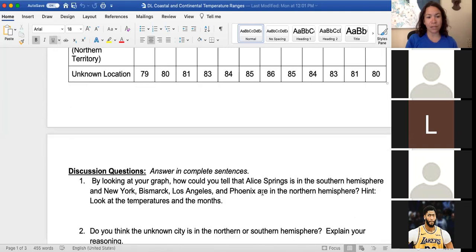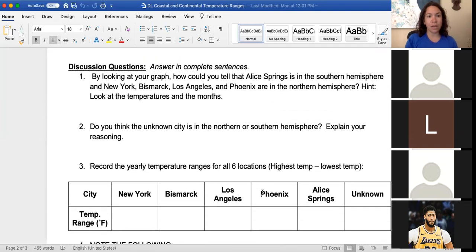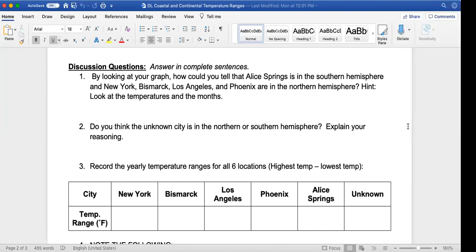All right, so let's get to the discussion questions. If you're doing this on a piece of loose leaf, like on the side, if you can't print out a copy of the lab, that's totally fine. You don't have to write the question over again. You can just restate the question in your answer like we do with the other labs.